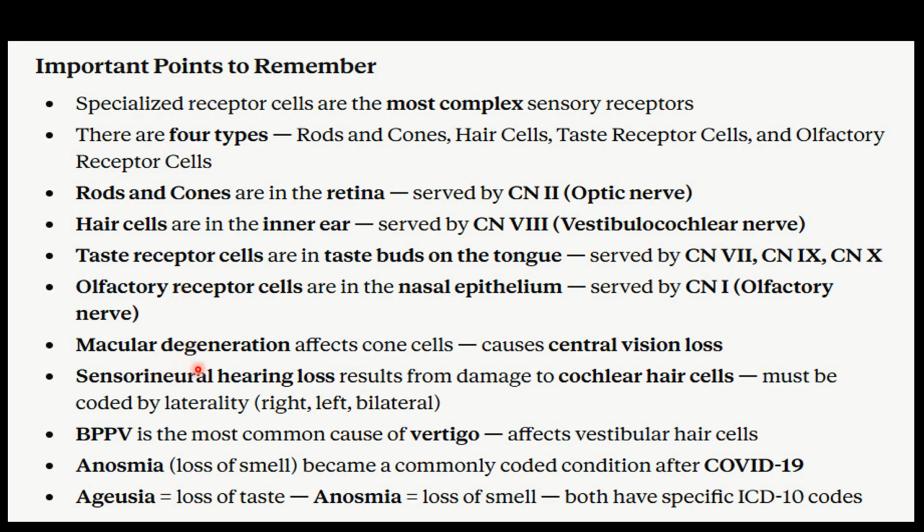Okay, then the next point is macular degeneration affects cone cells and causes central vision loss. Sensorineural hearing loss results from damaged cochlear hair cells and must be coded by laterality: left, right, and bilateral. Then we have BPPV, the most common cause of vertigo, which affects vestibular hair cells. Then anosmia, loss of smell, became a commonly coded condition after COVID-19. Yes. And then we have ageusia, loss of taste, and anosmia, loss of smell. Both have specific ICD-10 codes.